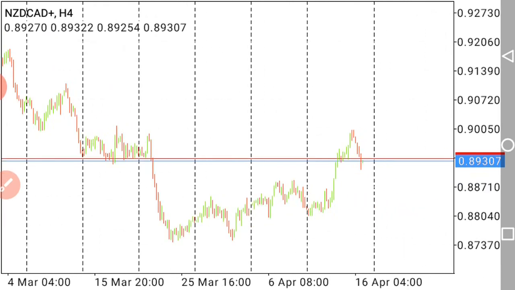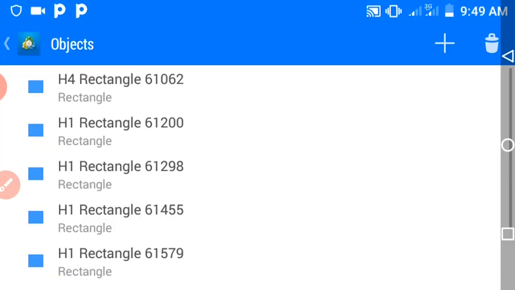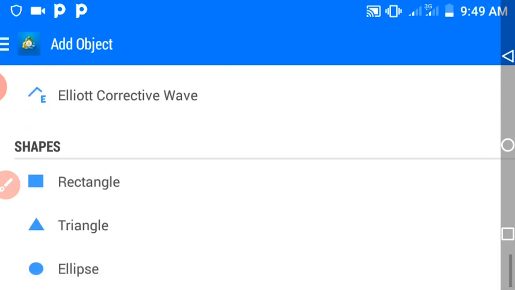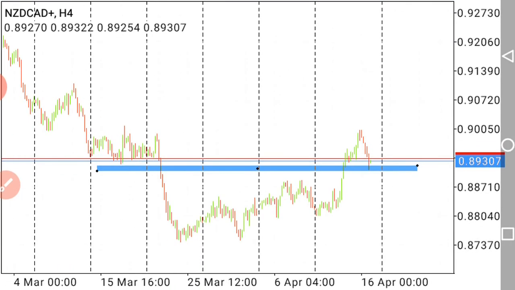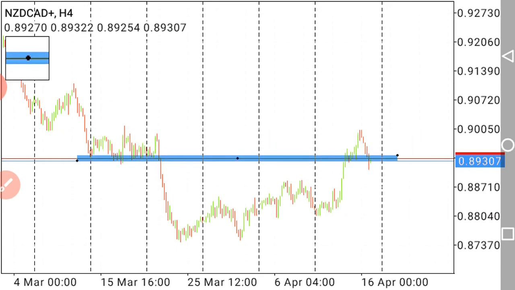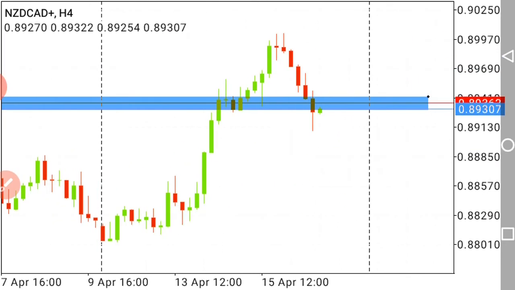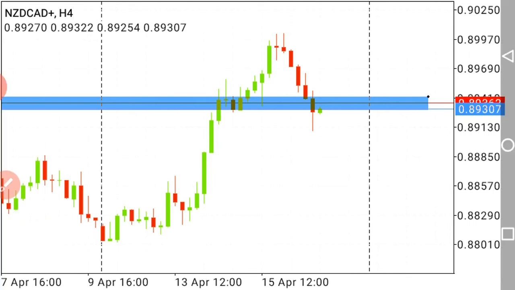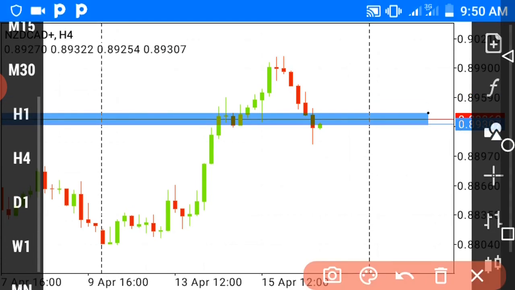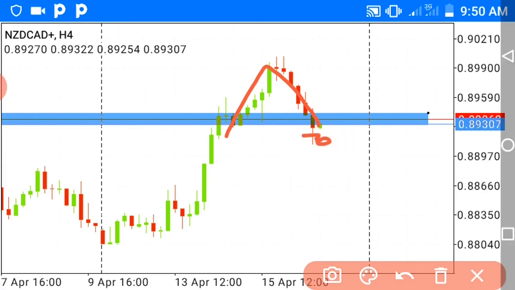So similar stuff again. Breaking this previous structure, you're testing it, getting rejected. So right here, you can see it broke that previous structure. It tested it, then got rejected. Okay, it broke, came for a test, then got rejected with this candle. So you can see it's already forming a bull candle.